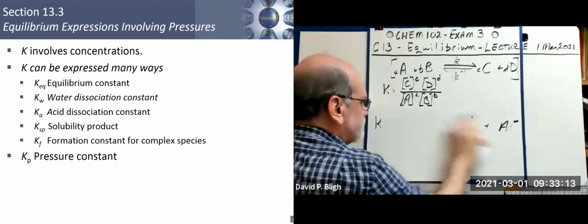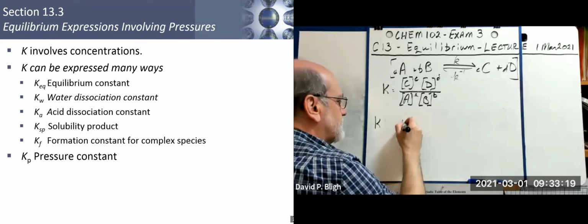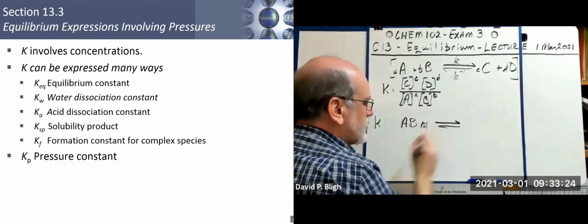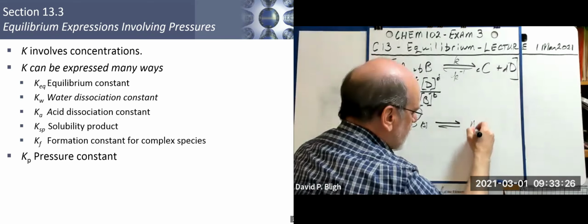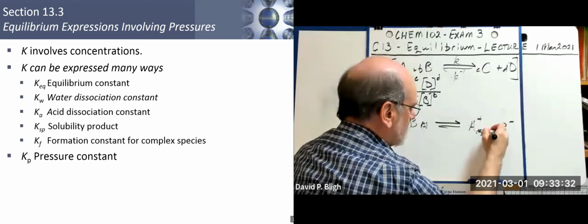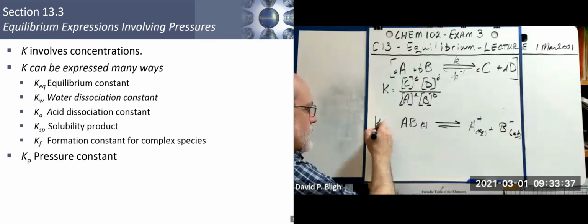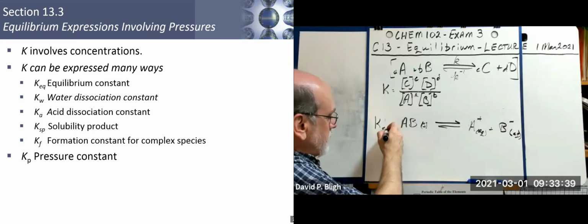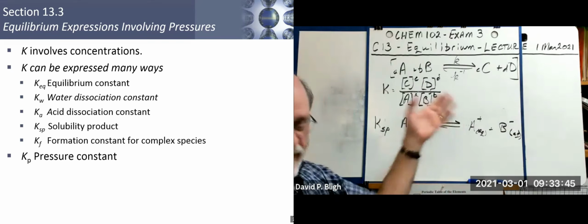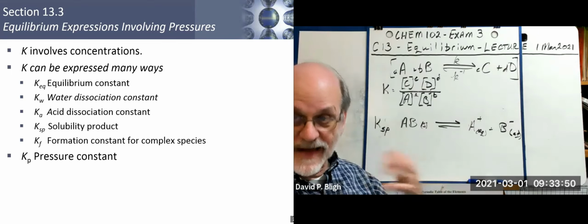Another one. Let's say we have a solid, and we put it in aqueous solution, and it dissociates into those two ions. Right? We can write a KSP, solubility product, for that reaction. Now we call it a solubility product because that's what it is.